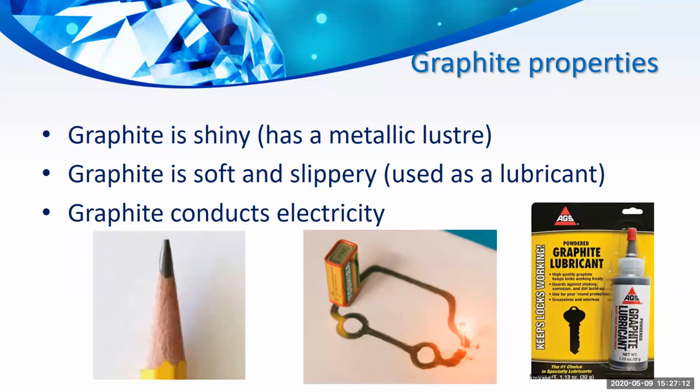So graphite's shiny. It has a really metallic sheen. Graphite's very soft and slippery. In fact, your pencil lead is made of graphite, and all it takes is for you to press that pencil lead onto paper and you wipe stuff off. So graphite's not very hard at all. It's very easy to displace part of the graphite lattice. It's very slippery. In fact, it's used as a lubricant. You can buy graphite as a lubricant.